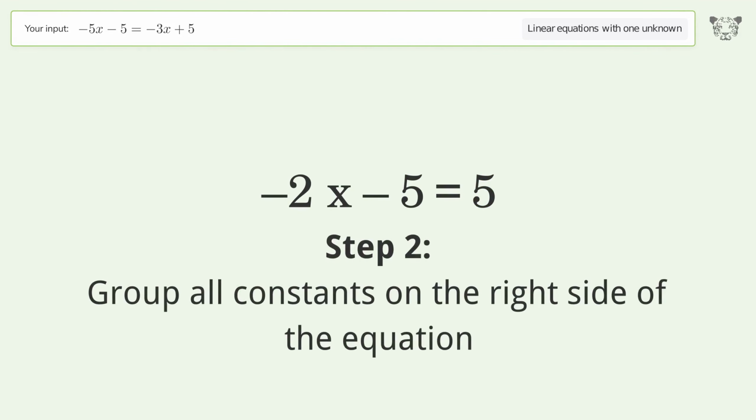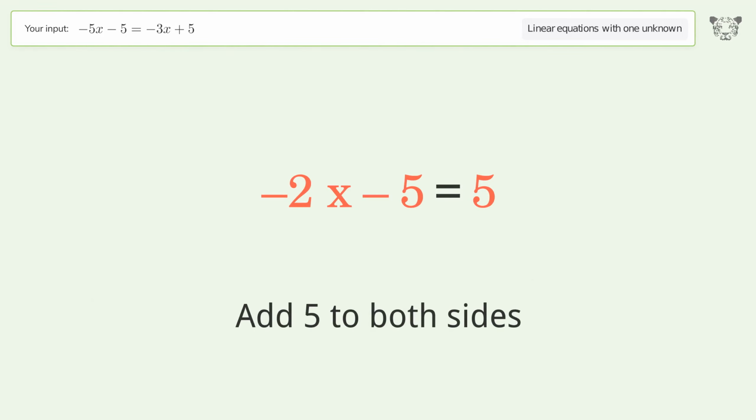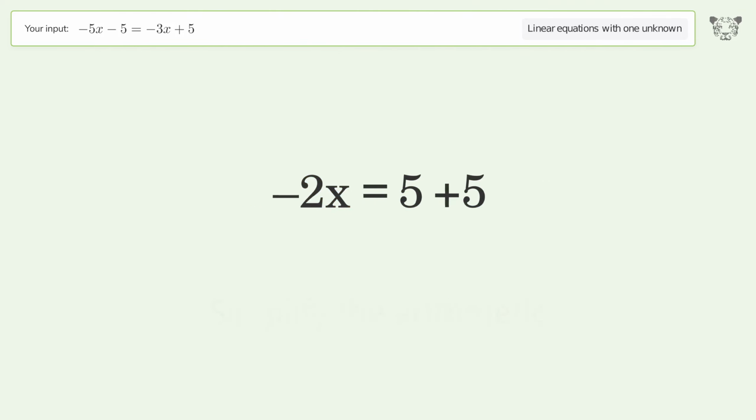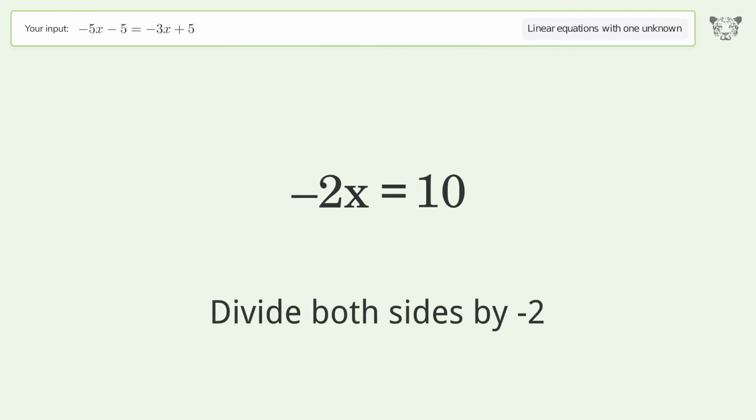Group all constants on the right side of the equation. Add 5 to both sides. Simplify the arithmetic. Isolate the x. Divide both sides by -2.